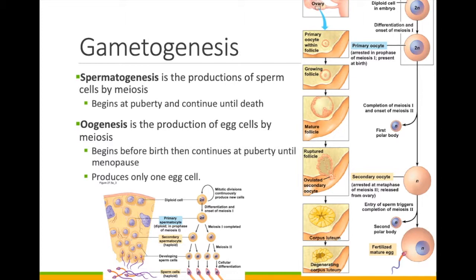And this gets paused during infancy and childhood. This process then picks up again during puberty when the level of estrogen rises. Each cycle, a female only produces one single egg cell. Whereas in spermatogenesis, men produce anywhere from 2 to 4 million sperm cells per ounce of ejaculate.